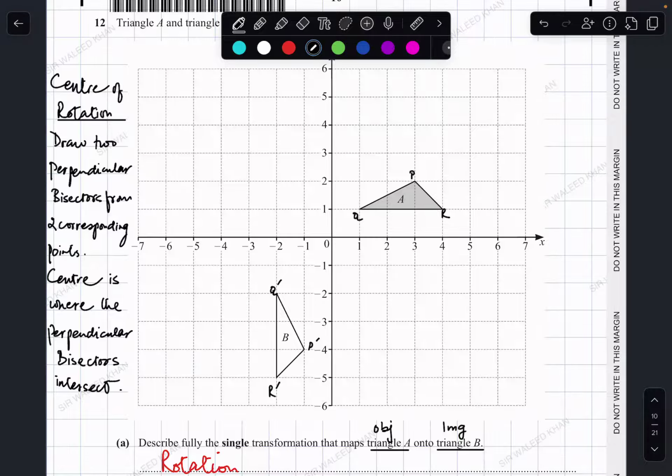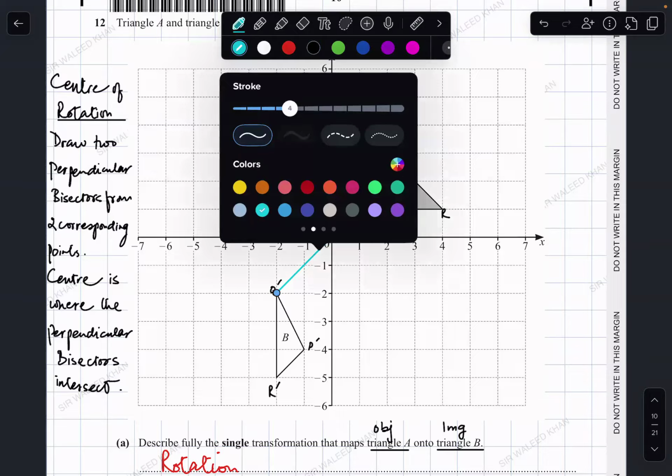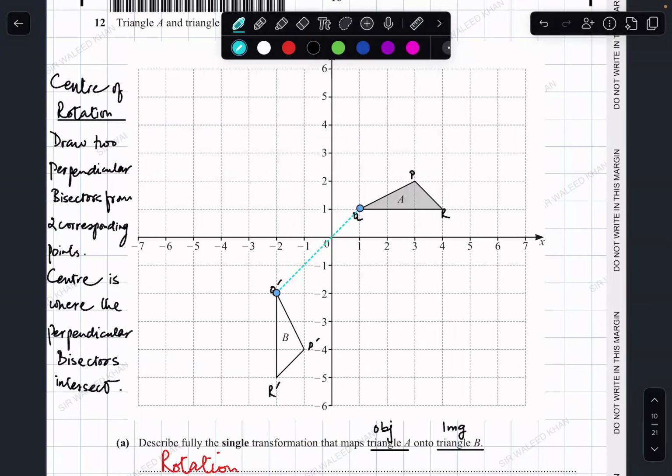So let's join 2 points over here. Let's say this and this. And you can clearly, very easily figure out the perpendicular bisector of this, can't you? You know, you place a ruler at 90 degrees and just draw a line.